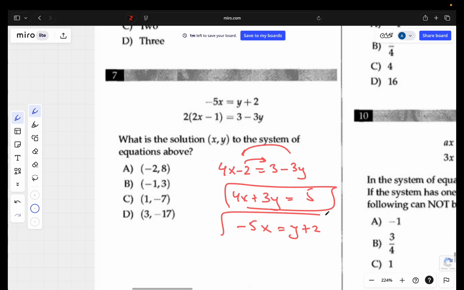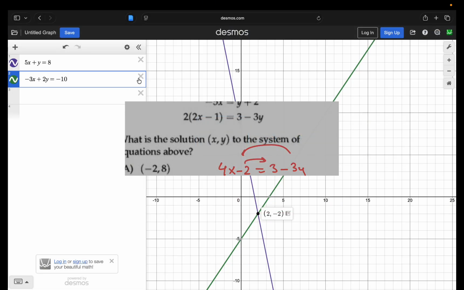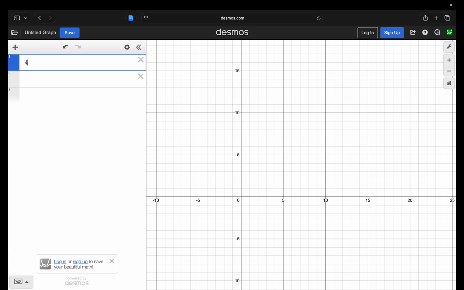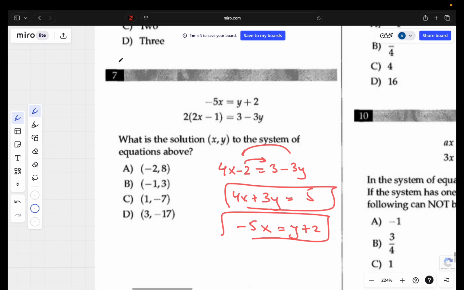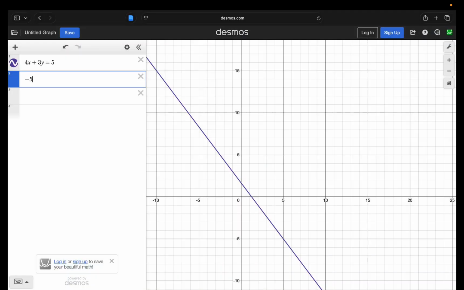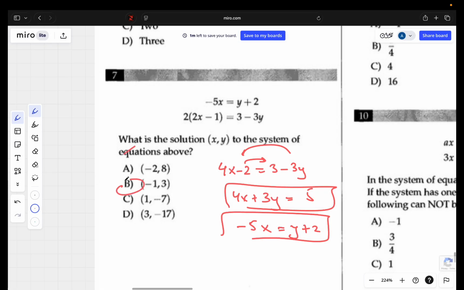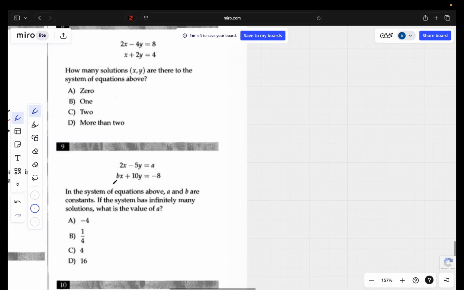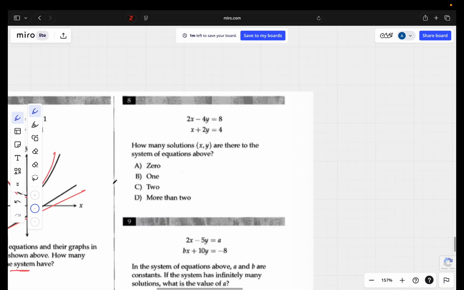We need to find the intersection, so we'll use Desmos. 4x plus 3y is equal to 5, and the second equation is minus 5x is equal to y plus 2. So the point is going to be negative 1 and 3. That will be B.